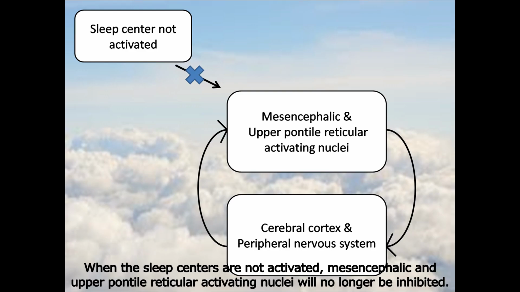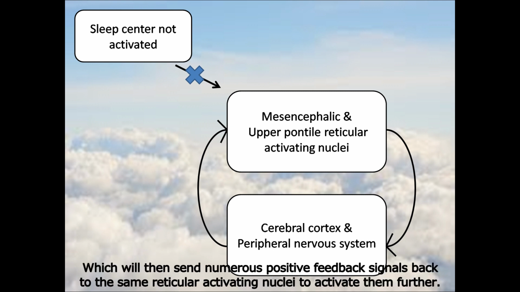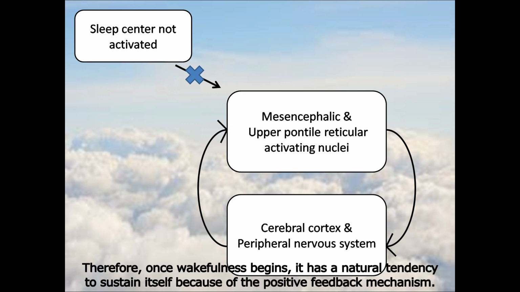When the sleep centers are not activated, mesencephalic and upper pontine reticular activating nuclei will no longer be inhibited. This in turn excites the cerebral cortex and the peripheral nervous system, which will then send numerous positive feedback signals back to the same reticular activating nuclei to activate them further. Therefore, once wakefulness begins, it has a natural tendency to sustain itself because of the positive feedback mechanism.